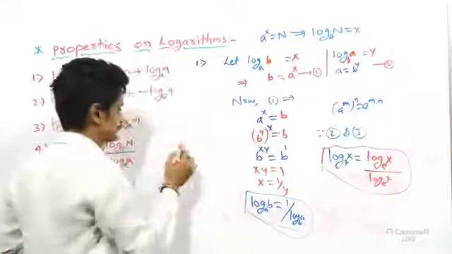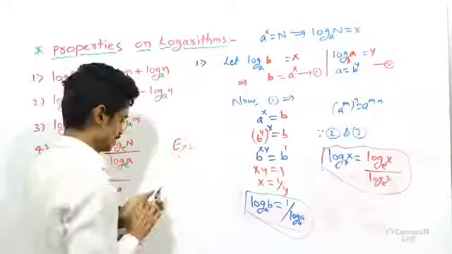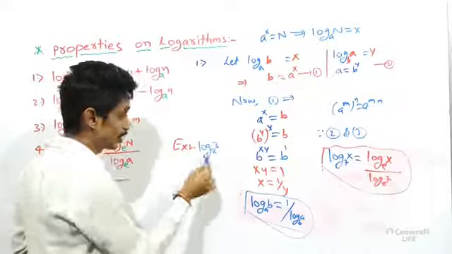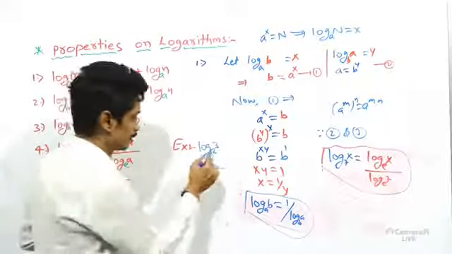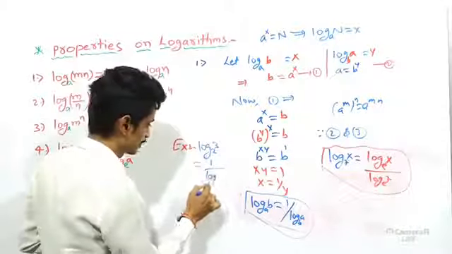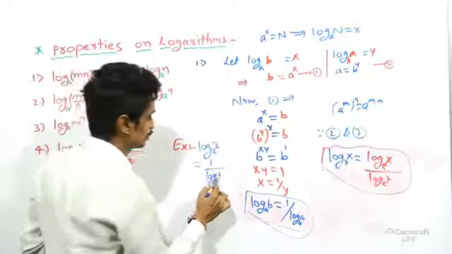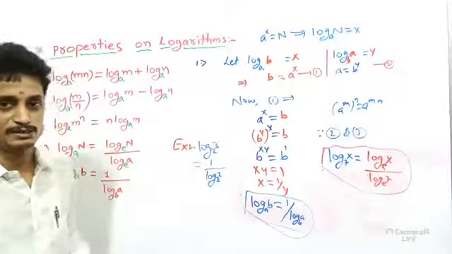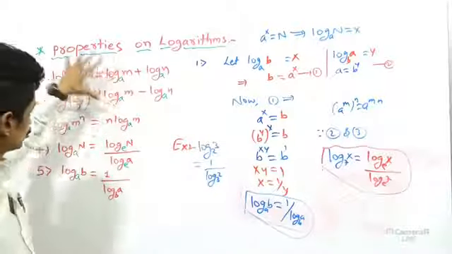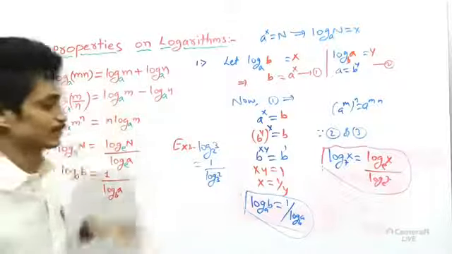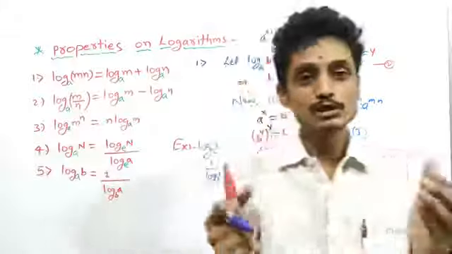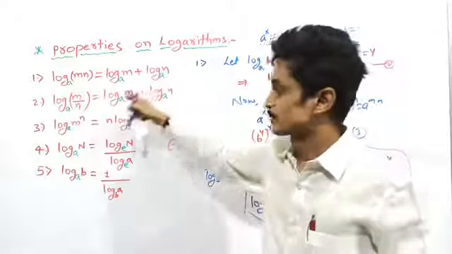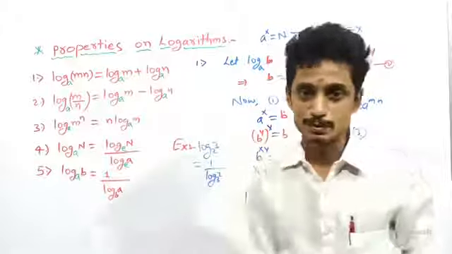I will show an example. Example is log of 3 base 2 equal to, how to write it in the reciprocal form? 1 upon log of 2 base 3. Like this also we can convert it. Look at the properties, how these will operate. These properties are helpful to solve problems. Whatever problems you take, we are applying such properties. These 5 properties are the most standard. Look at it.